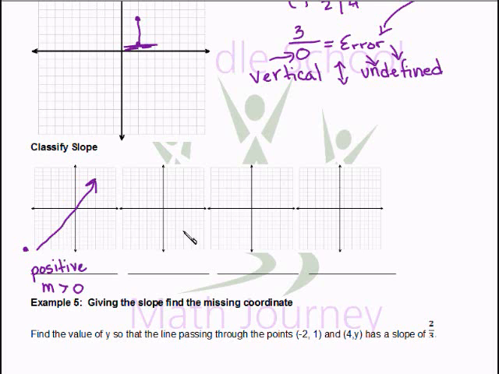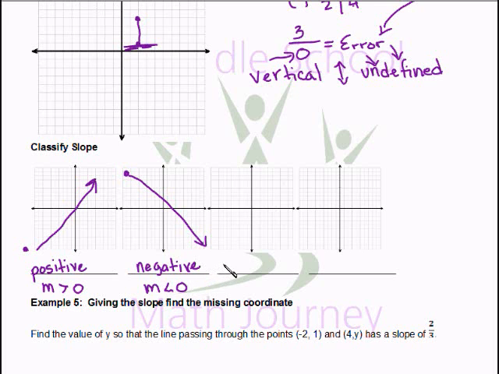Well, then we have what we call a negative slope. And this is anytime your slope is going to be less than 0. It always starts up high and goes down low. That's going to be a negative.